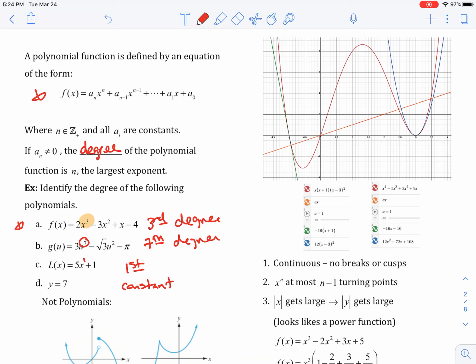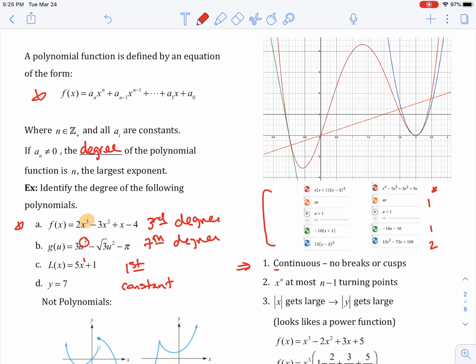Okay, and here are some examples over here on the right of some graphs of our polynomial functions. The red graph is just showing a 4th degree polynomial. We have a linear first degree straight line for the green graph. We also have another first degree here with our orange line, and the blue is a 2nd degree, or our parabola.